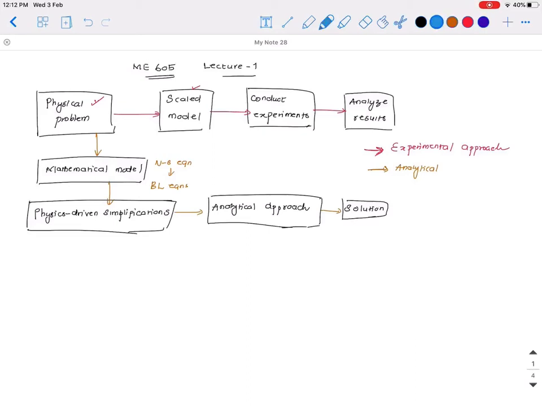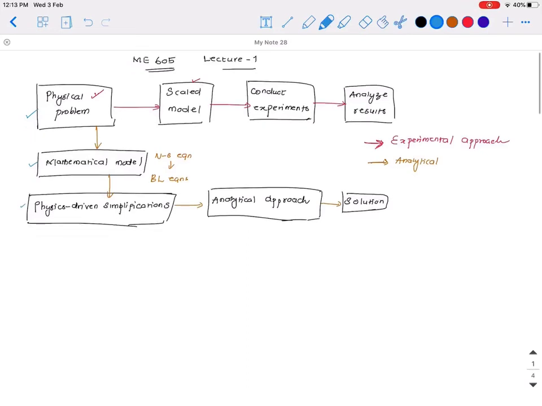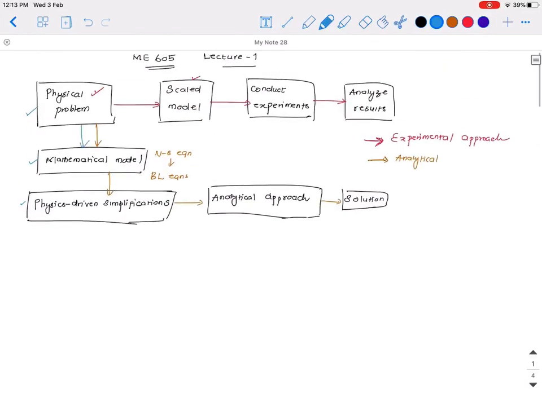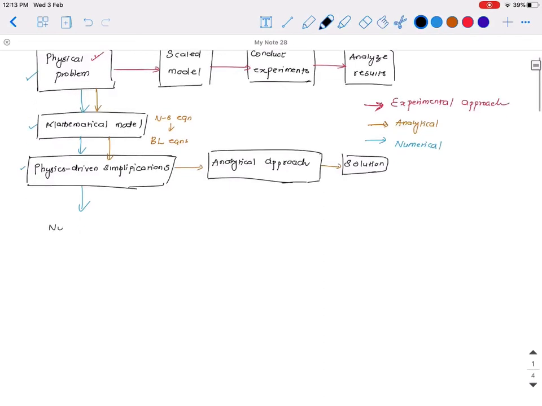The third one, computational or numerical, is of our interest. We start with a physical problem. We need a mathematical model that describes the behavior of the physical problem. We make physics driven simplification. The next step for a computational approach, the blue one, represents the numerical approach. We use numerical methods.